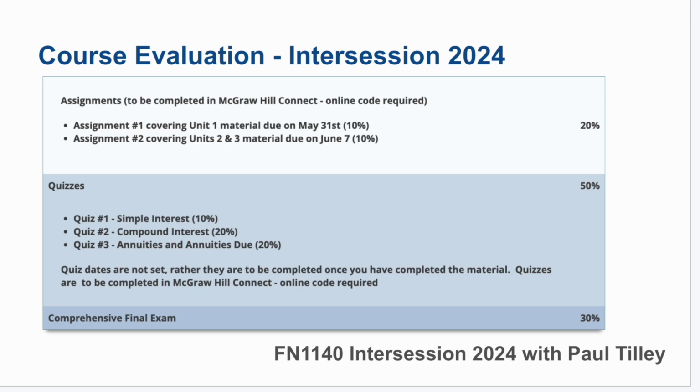Finally, we have a comprehensive final exam that is written in the exam period. The exact date of that will be announced as we move into the course, and you can see that's worth 30%.